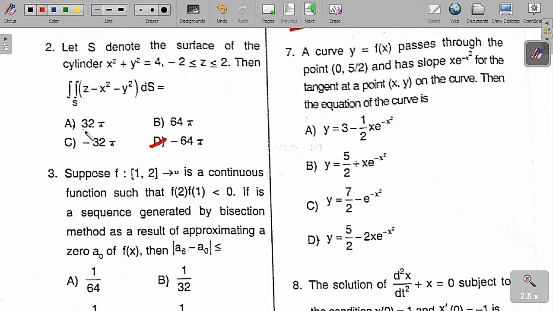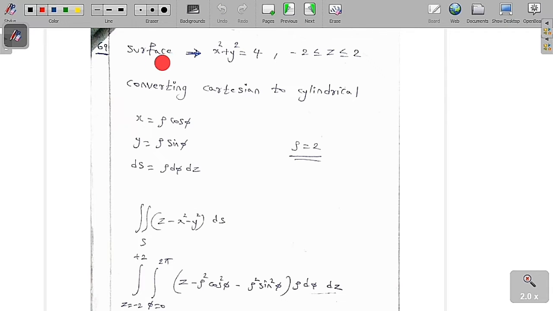Then what is the surface integral? Only on the surface you have to do the integration. What is the surface integral of z minus x square minus y square into dS? We need to figure out. Of the four options, option D, minus 64 pi, is the correct solution of this question. So let's solve this numerical. As you can see clearly, this is the surface x square plus y square is equal to 4 and minus 2 less than or equal to z less than or equal to 2.